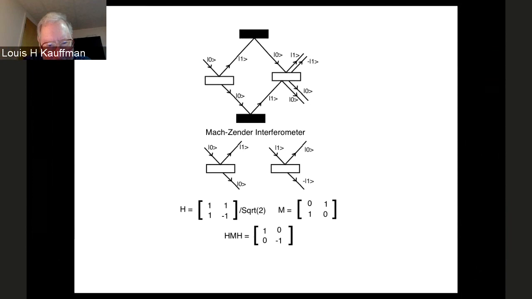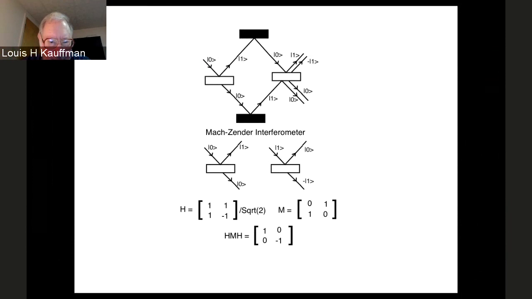If a bit comes in, it could be just transmitted down the straight line, or it could be reflected. And when it's reflected, it actually does flip from 0 to 1 or from 1 to 0. But when it's transmitted, if it's a 0, it's transmitted identically. But if it's a 1, it gets a phase change, turns into minus 1.